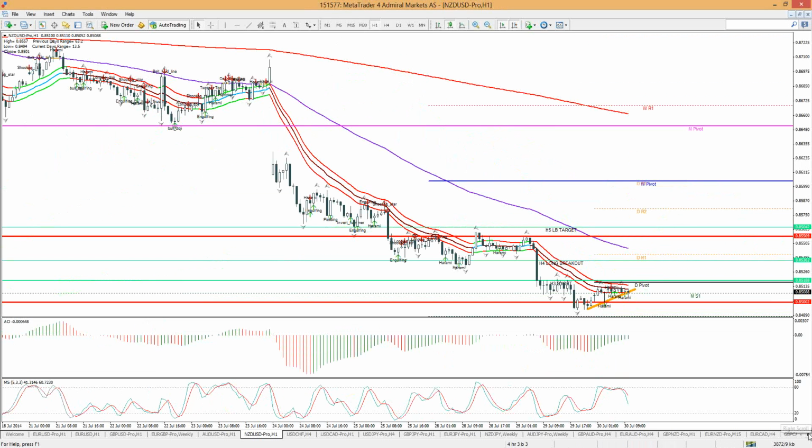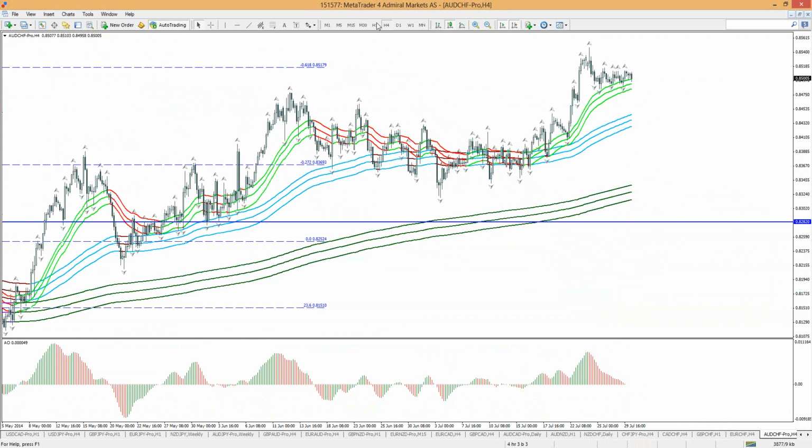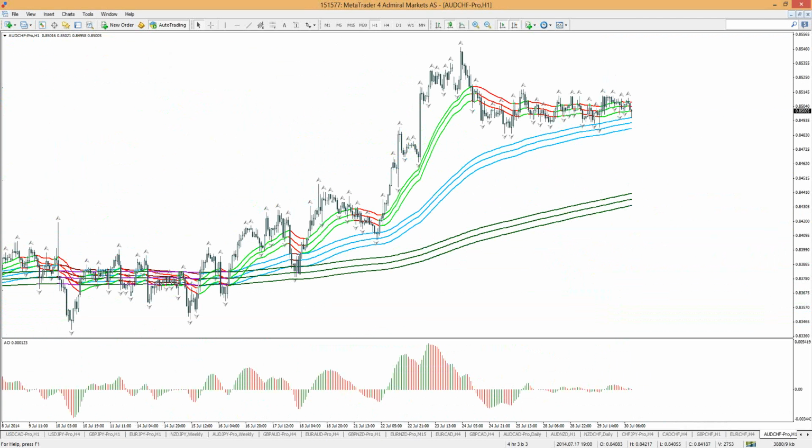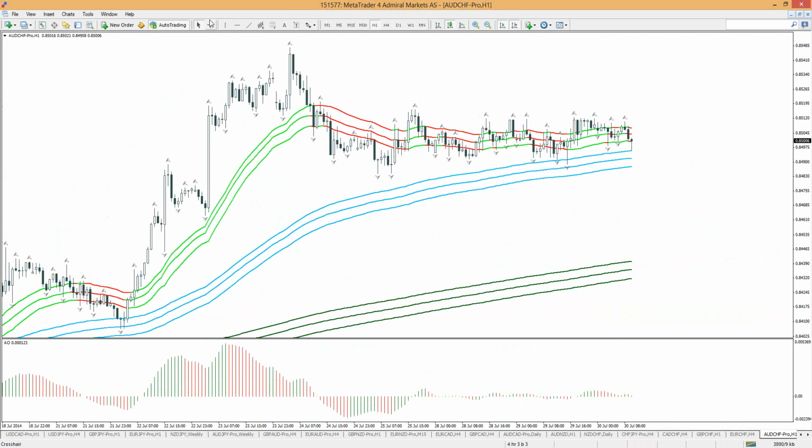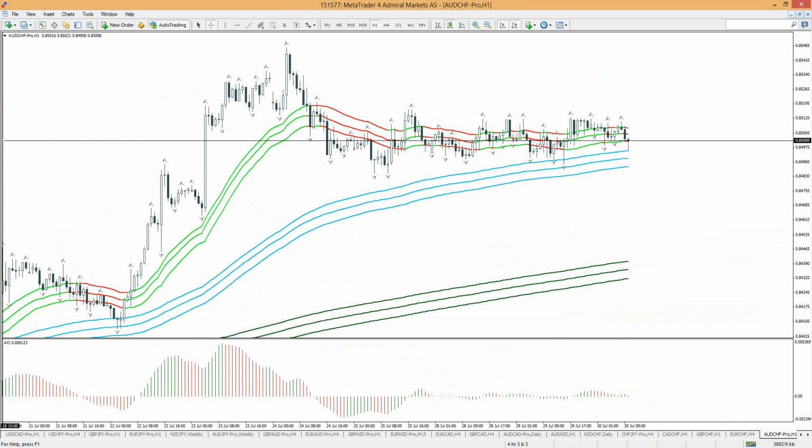Let's take a look at the Aussie Swiss. Yeah, the Aussie Swiss is a bit slowish. It's just not breaking. Taking a long time here. Yeah, so this is one of those areas where one wants to be maybe a bit cautious of the fact that it's just not moving anywhere.